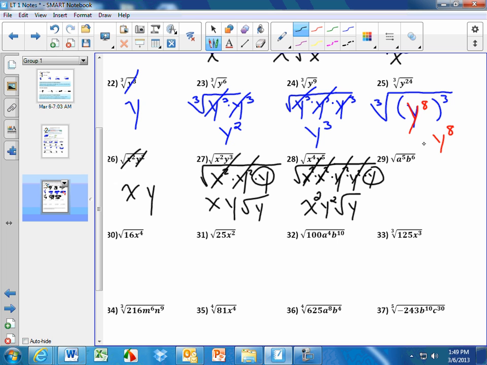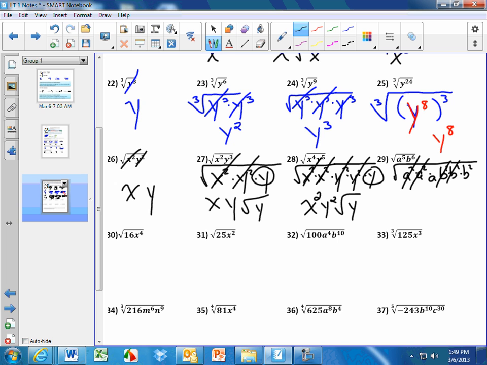A to the 5th, B to the 6th. That's A squared times A squared times A. And then how many B squareds can we make? 3 of them. All right, I got to work on my penmanship here with this airliner.